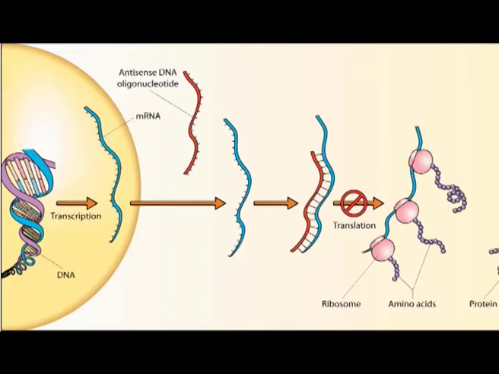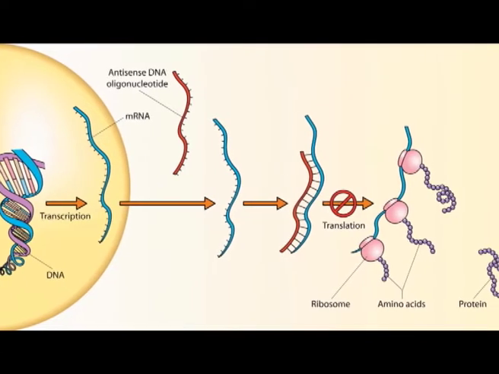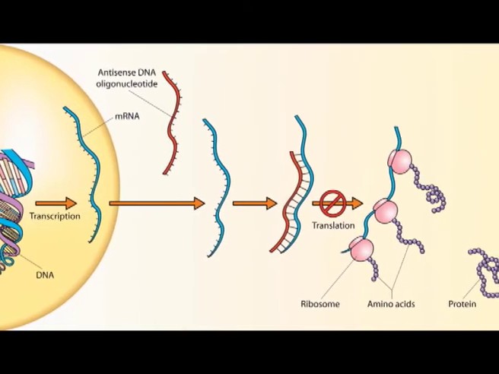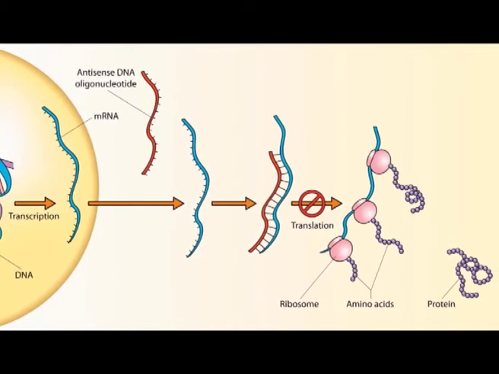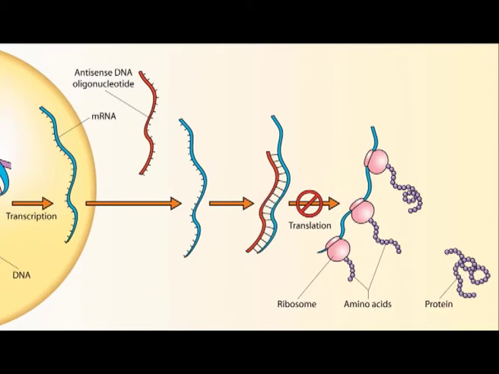Fomivirsen. Fomivirsen is the first antisense oligonucleotide agent that has been approved as an alternative medicine for patients with CMV retinitis for whom other agents did not work.